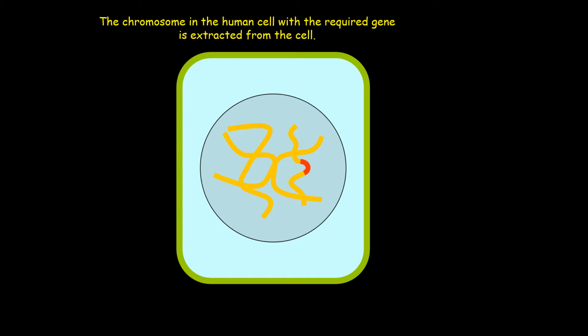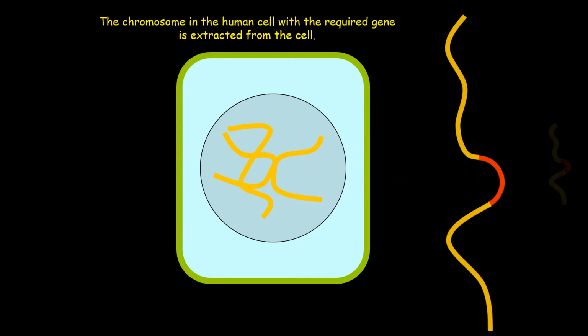For the first stage, we need to identify the gene that we need. For example, this might be an insulin gene. And then we need to identify where this gene is located, so what chromosome it's located on. Then we need to extract the chromosome where we have the gene. So the chromosome's removed, and then we've got to cut the desired gene out of the chromosome. We use enzymes to do that. So we cut the gene, and then we're left with just the gene that encodes for the protein, for example, insulin.